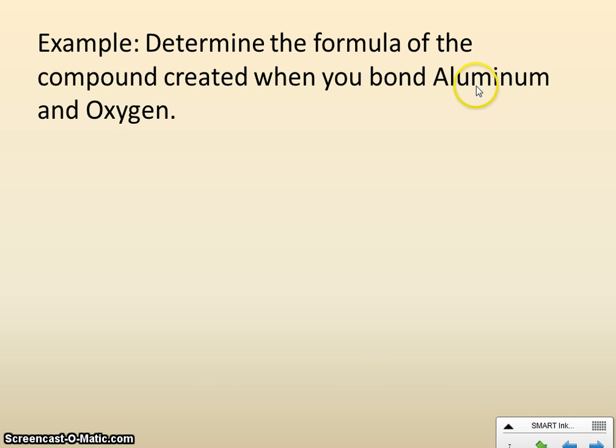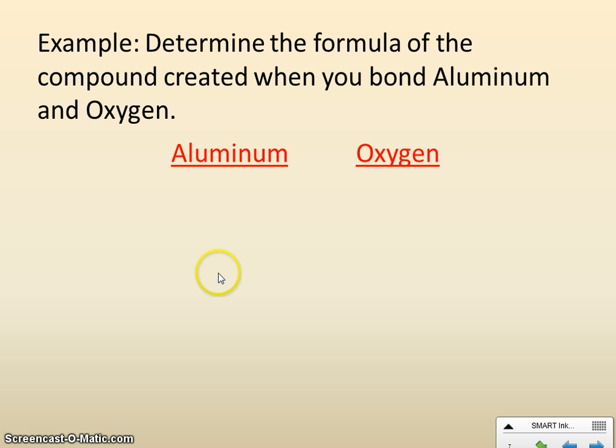So here's your other example. This time we're going to bond aluminum and oxygen, and we want to figure out what formula they're going to create when they bond together. Okay, so let's list our 2 things we're going to bond. First thing we need to do, step 1, is determine the ions formed by each. So you look at your periodic table, and when aluminum forms an ion, it's going to form Al+3. When oxygen forms an ion, it'll form O-2. All right, good. We got our ions figured out.